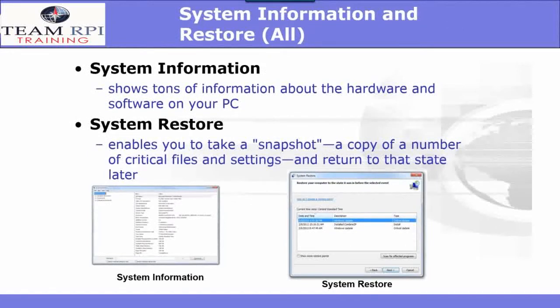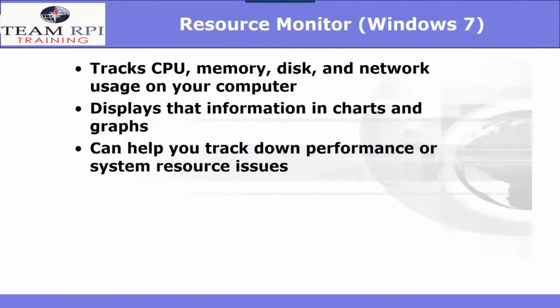To find information about your PC, simply navigate to System Information. It shows tons of information about the hardware and software on your PC. And you can also restore your PC. This is especially helpful when dealing with patches that you may have installed that made the machine unstable. It enables you basically to take a snapshot of the critical files and settings and return to that state later if you need to. In Windows 7, you'll find the Resource Monitor.